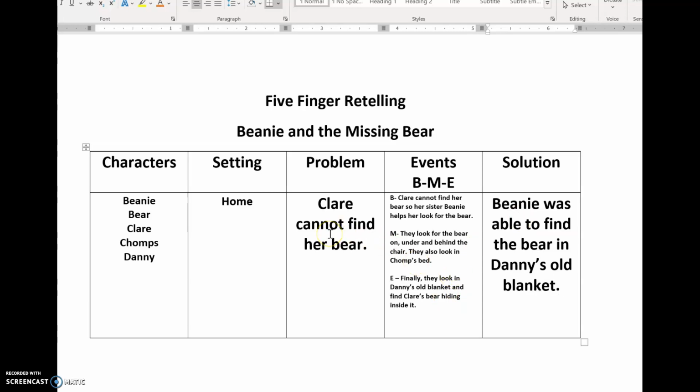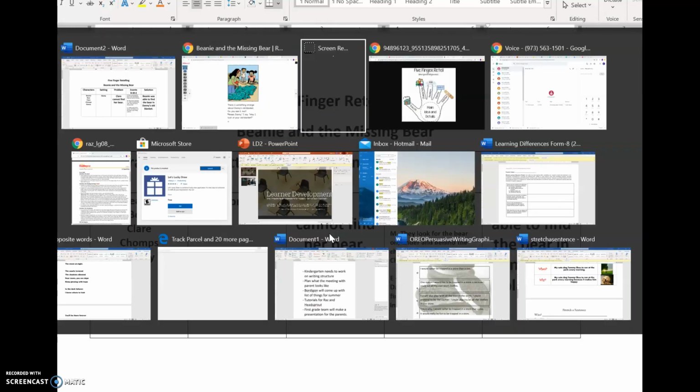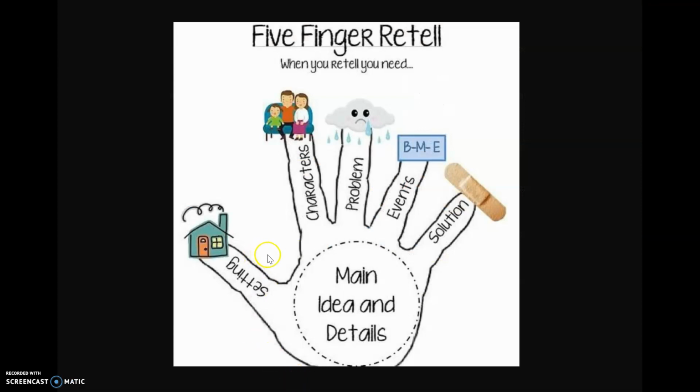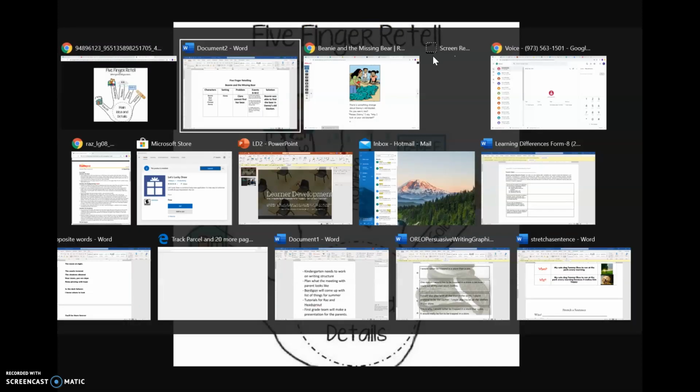So this is how you do your 5-finger retell. Let's look at the chart again, the anchor chart, and this is how it is: setting, characters, problem, events, the beginning, middle, and end, and you list the solution. This is how you do 5-finger retell of a story.